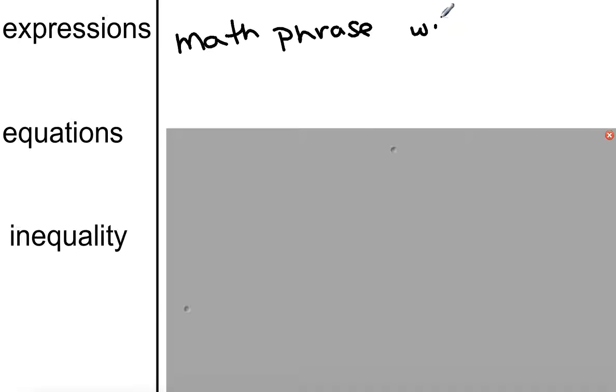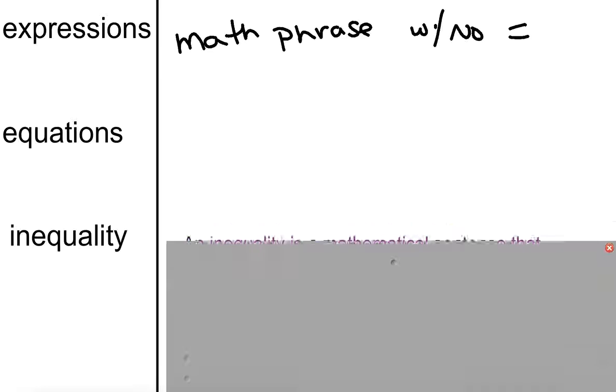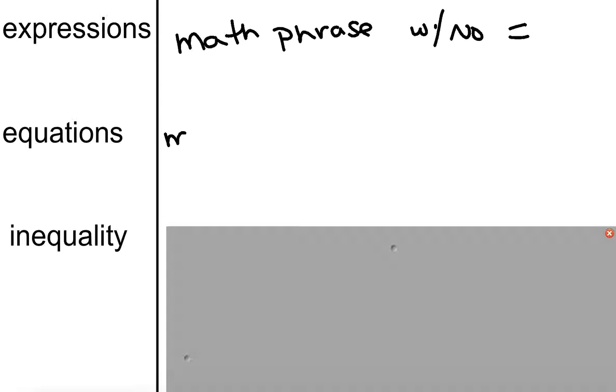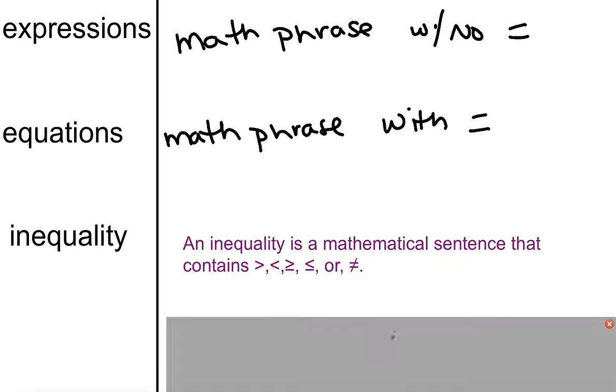with no equal sign. Equations then are a math phrase with an equal sign. Inequalities then, an inequality is a math sentence or math phrase that contains one of these things. So it's not an equal sign, so it'd be a greater than, less than, greater than or equal to, less than or equal to, or not equal to sign.